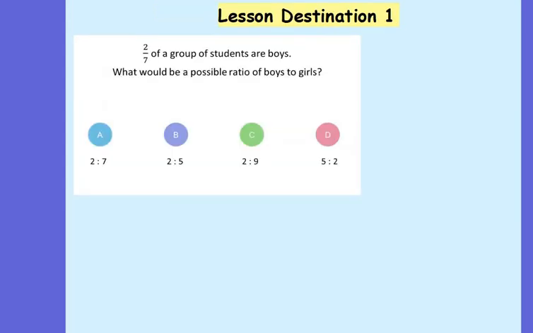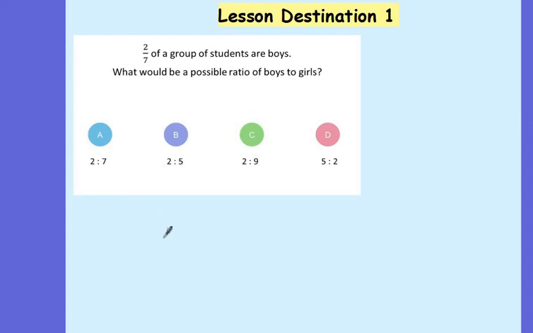And finally, this was our lesson destination for today. 2/7 of a group of students are boys. What would be a possible ratio of boys to girls? Draw me a little diagram and work it out. Is it A, is it B, is it C, or is it D in your light blue books now?